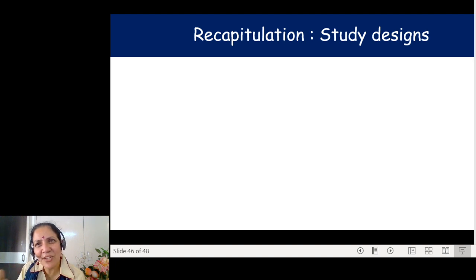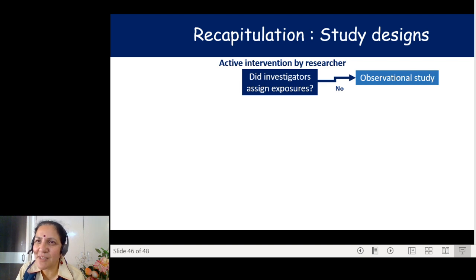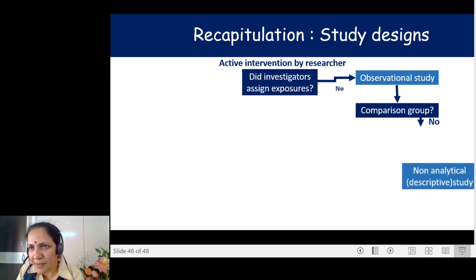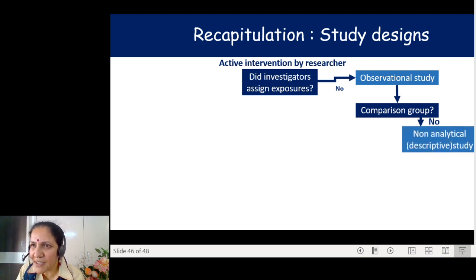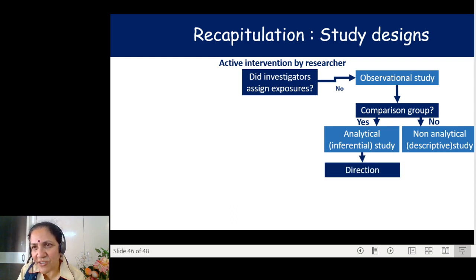So now let me recapitulate the study designs. Did investigators assign exposures? So based upon an active intervention by researcher, we would say if it is no, then it is an observational study. If there is a comparison group, then it can be an analytical study. If there is no comparison group, it's a descriptive or a non-analytical study. If there is a comparison group, it's an analytical, or it can even be said an inferential study.